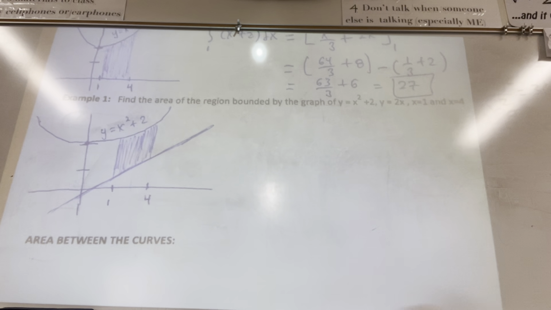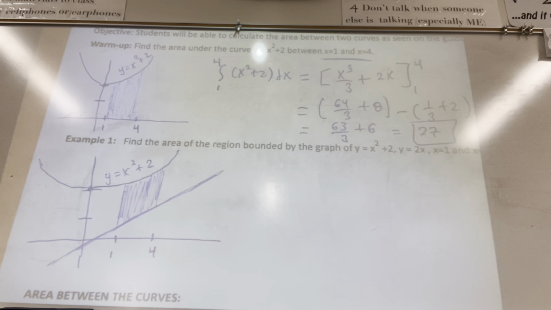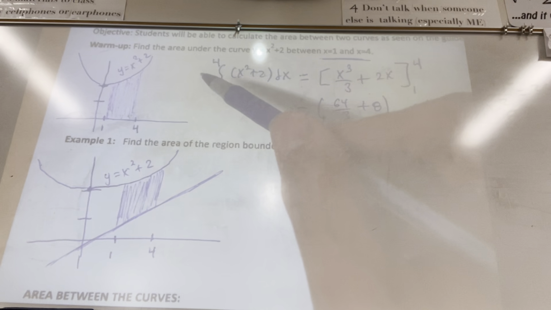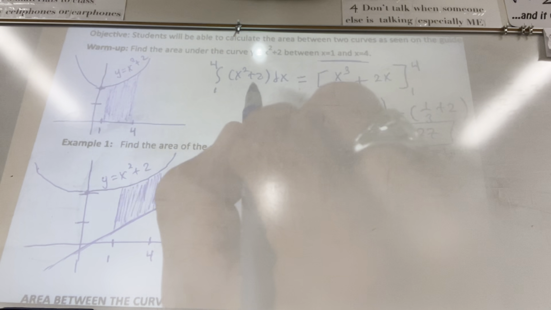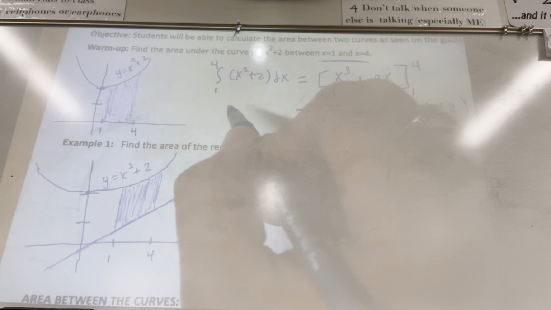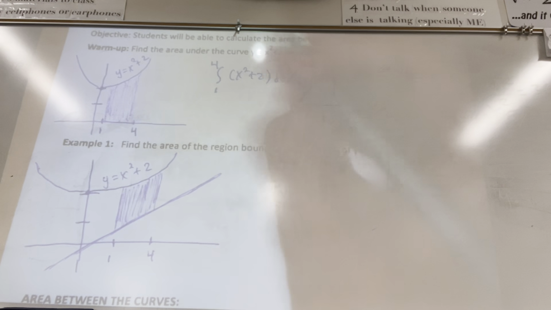Now, before we do the setup for that one, let me tell you something. I don't want you to lose sight of the following, okay? Check it out. What you're finding here really are areas of rectangles. Areas of what? Rectangles. So let's think about that because it's going to help us later on in this chapter.